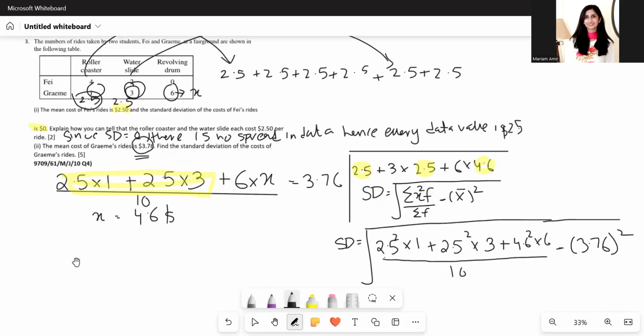Enter all of this in your calculator and you should get 1.028785, which would be 1.03 after rounding to three significant figures.